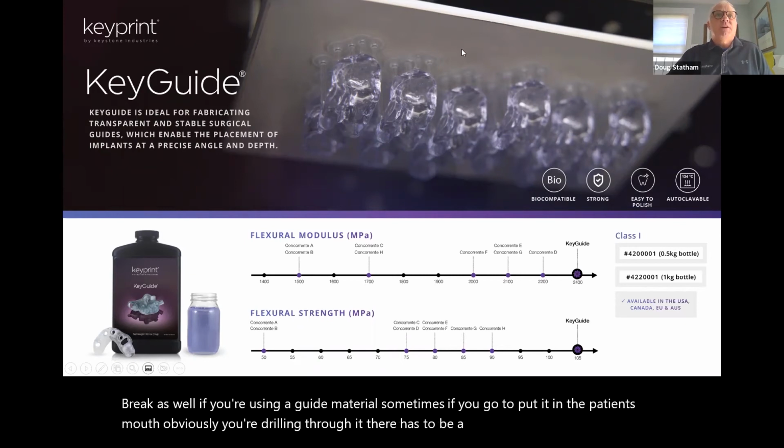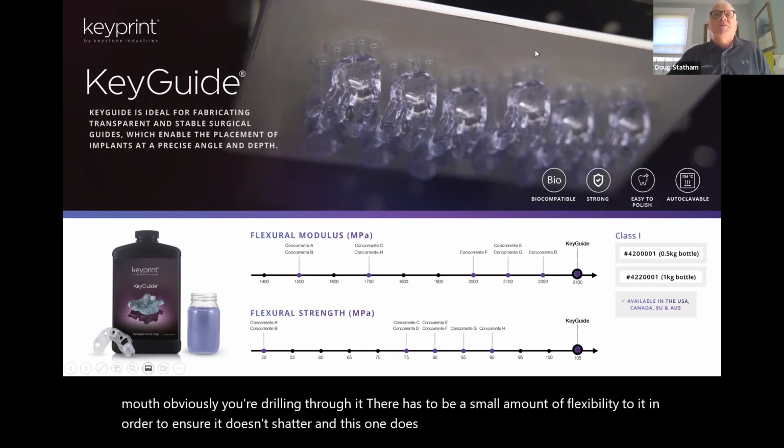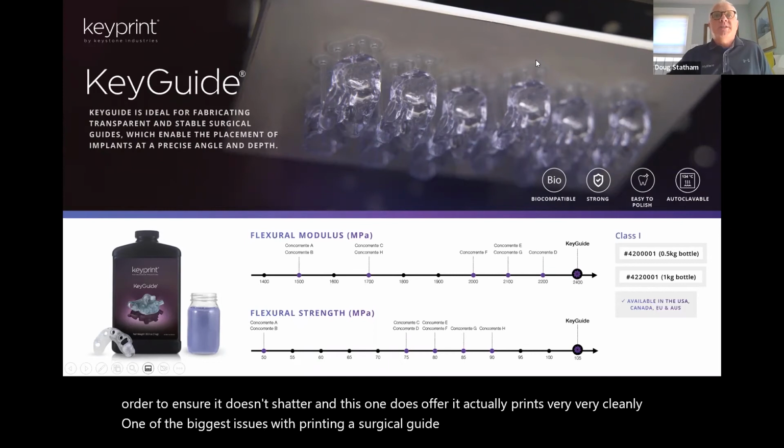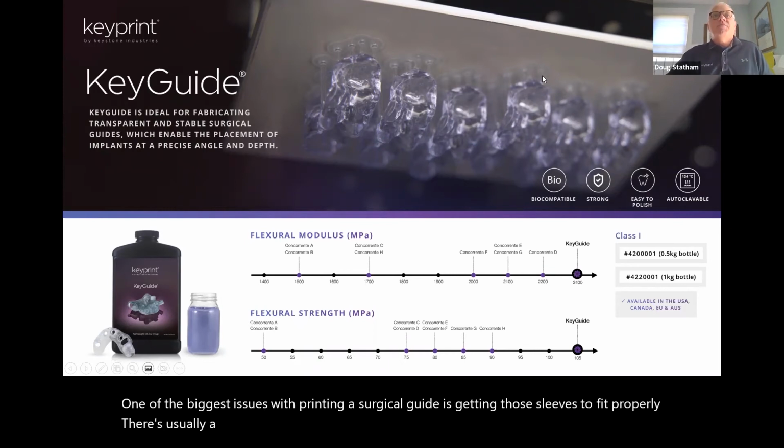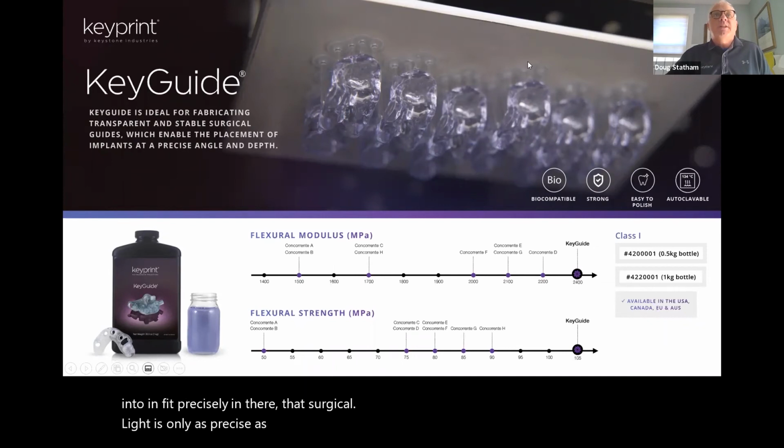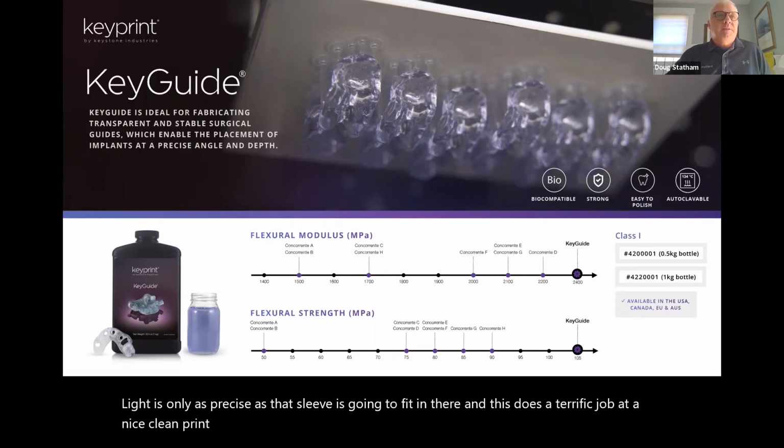It actually prints very, very cleanly. One of the biggest issues with printing a surgical guide is getting those sleeves to fit properly. There's usually a small shelf around the occlusal surface that the sleeve needs to slide down into and fit precisely. The surgical guide is only as precise as that sleeve is going to fit in there. And this does a terrific job with a nice clean print that allows those sleeves to fit snugly, so you can build that surgical guide without having to make any changes to it with a burr.